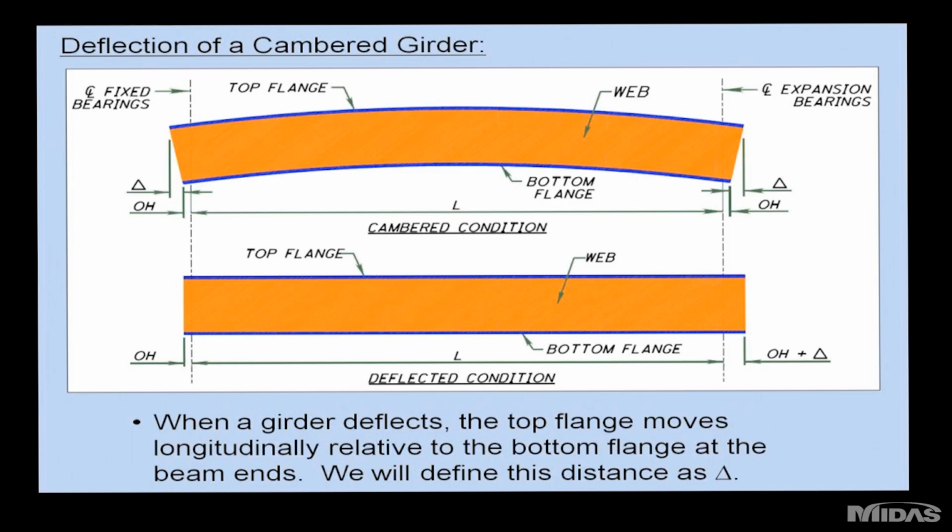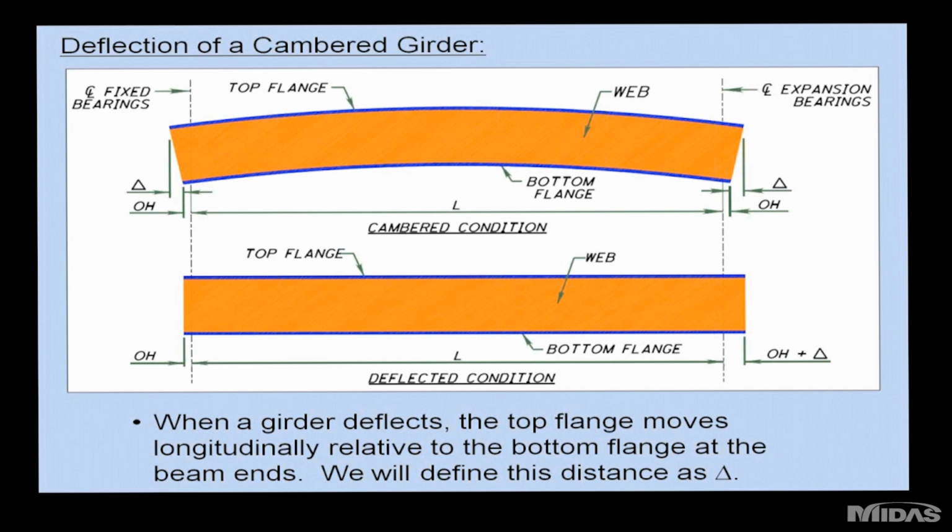When we're talking about end cross frame effects, it's important to think about the mechanics of how the girders deflect. And this drawing shows the cambered and the deflected position of a single span beam. So the OH variable is the overhang length prior to deflection. And the delta is the initial camber, the deflection of the position of the top flange in the initial cambered position.